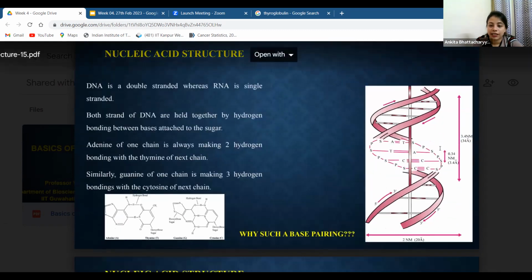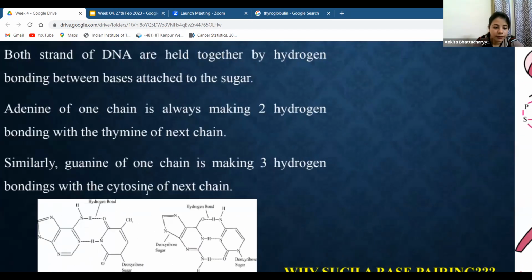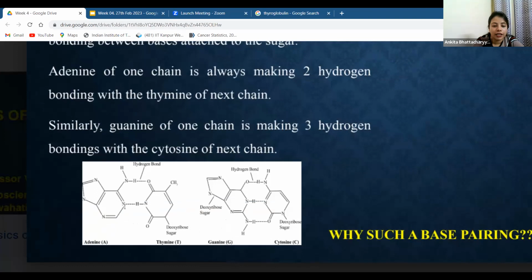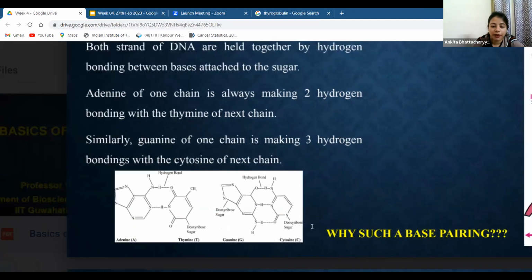So DNA is double-stranded, as you can see, and here you can see the bonds that are formed between these entities as well. So adenine is forming 2 hydrogen bonds with thymine, whereas guanine is forming 1, 2, 3 hydrogen bonds with cytosine. So this is the base pairing which is formed.